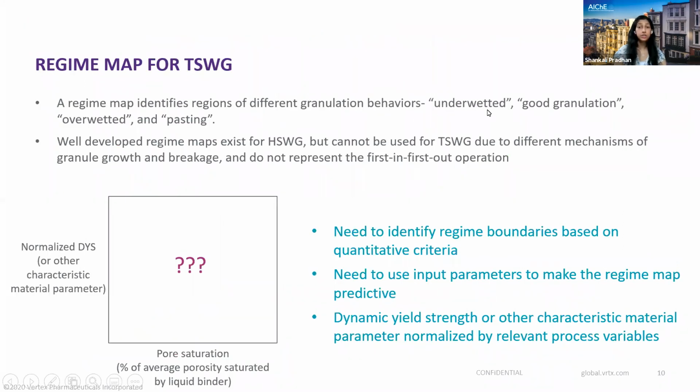Our regime map will identify different granulation behaviors such as underwetted, good, and overwetted, as well as paste formation. We'll use some quantitative criteria to define these boundaries. We'll have pore saturation on the x-axis and a Stokes deformation number on the y-axis, similar to the high-shear wet granulation regime map. The dynamic yield stress is going to be the small scale parameter that we measure on the lab scale, and it will be normalized by some relevant input process variables so as to make this regime map more predictive.